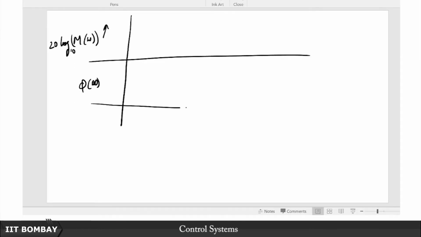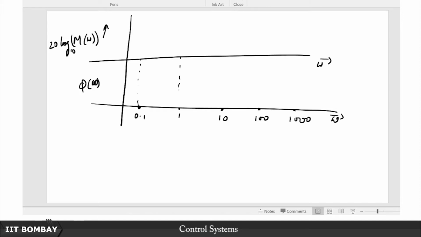Now, of course, the easy answer is that it's a convention. So this is an ω axis, this is of course the log axis. So you will have some point like here 0.1, then you will have 1, and equidistant from it you will have 10, equidistant from it you will have 100, equidistant from it you will have 1000, and so on and so forth. So on a semi-log graph paper whose x-axis is in the logarithmic scale and the y-axis is in the linear scale, we plot 20 times the log of M(ω) and just φ(ω). So now you might ask, why is this 20?